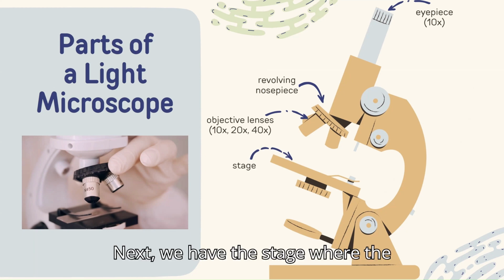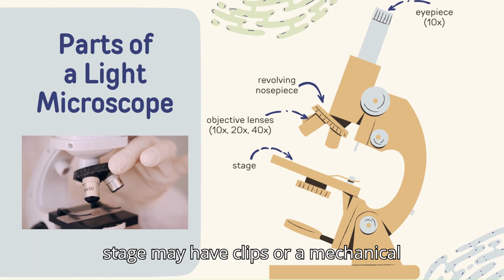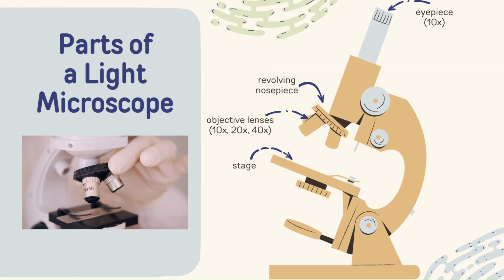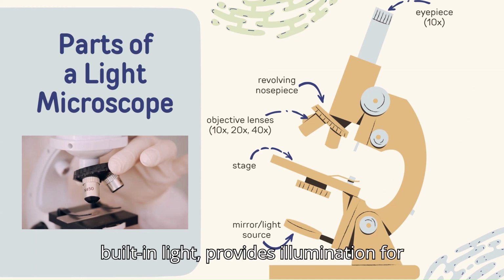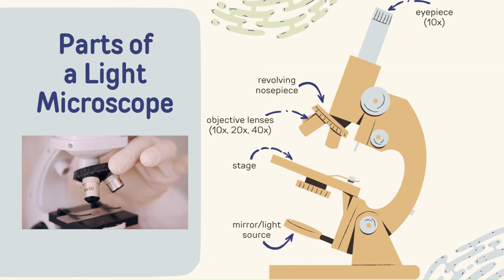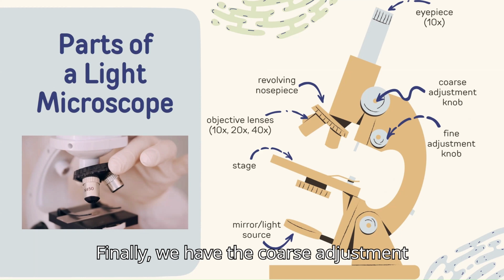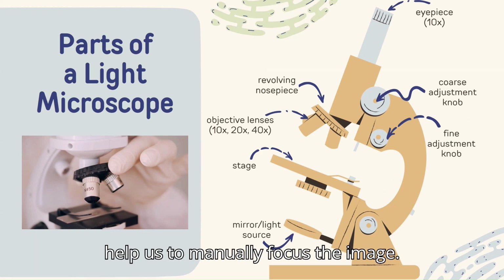Next, we have the stage where the specimen is placed for observation. The stage may have clips or a mechanical stage for precise movement of the slide. The light source, either a mirror or built-in light, provides illumination for the specimen. Proper lighting is crucial for clear visibility. Finally, we have the coarse adjustment knobs and focus adjustment knobs, which help us to manually focus the image.